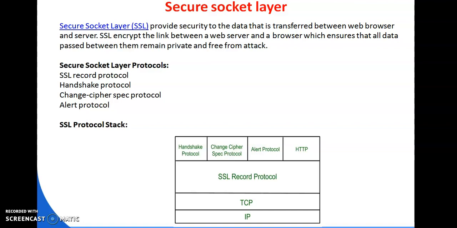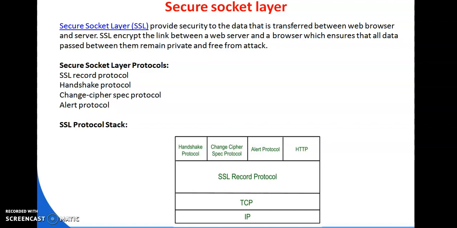SSL record provides two services to an SSL connection: one is confidentiality, and the second is message integrity. Confidentiality means whatever data is sent from the sender to the receiver should be confidential between the sender and receiver. No other party should be able to know about that message. So this is known as confidentiality. And message integrity means the structure of the message at the sender part should be maintained at the receiver part.